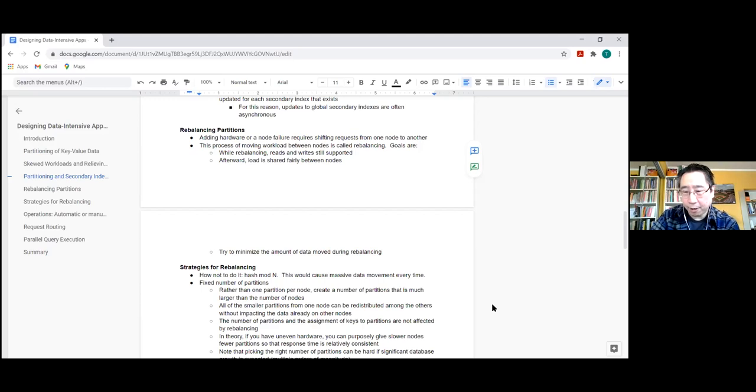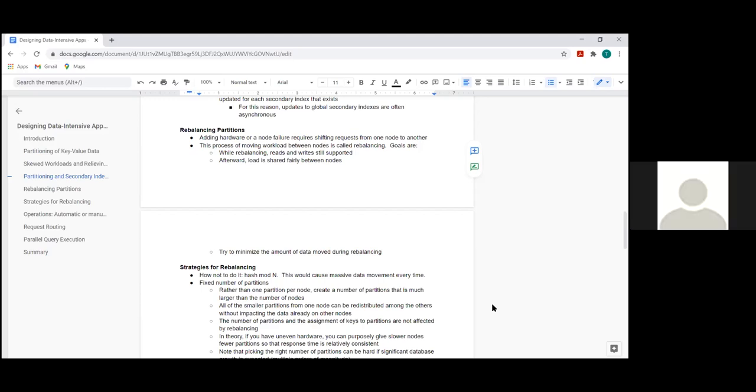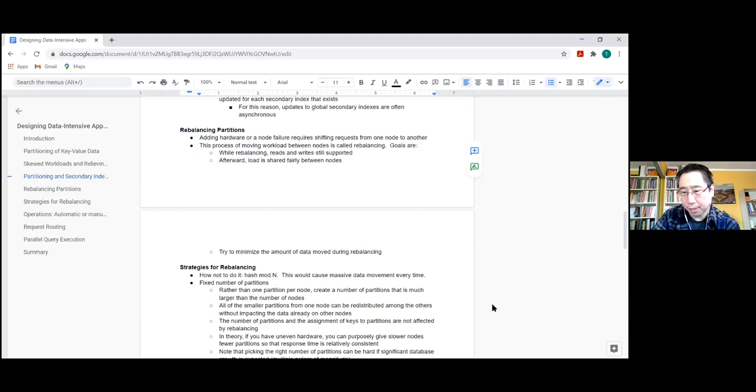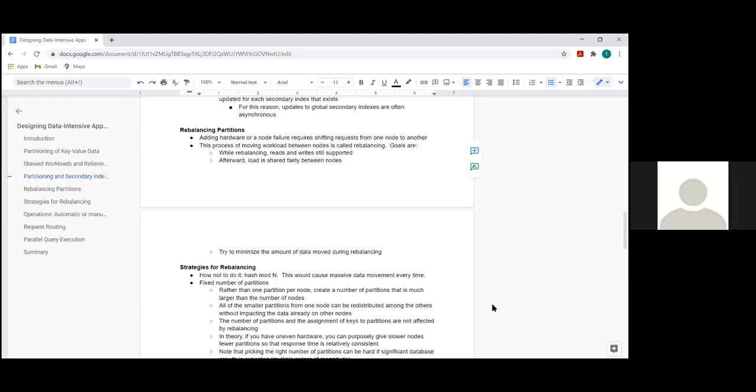So I haven't read ahead far enough, but I do know that the batch processing chapter, like half of it's on MapReduce, and that it does talk about Spark a little bit. Awesome. Sounds great.